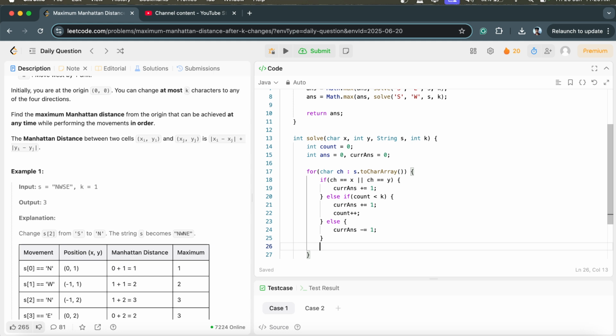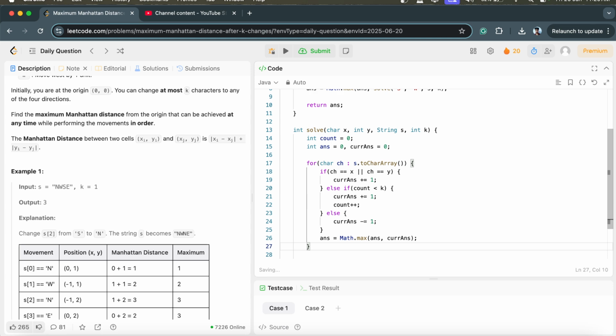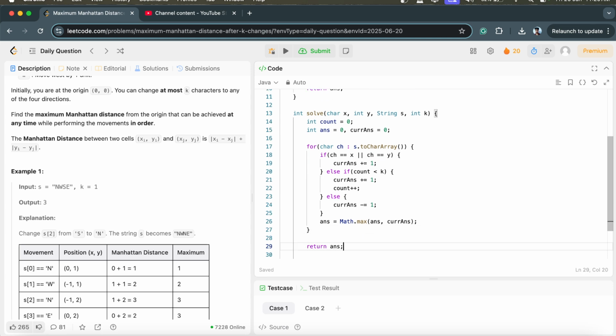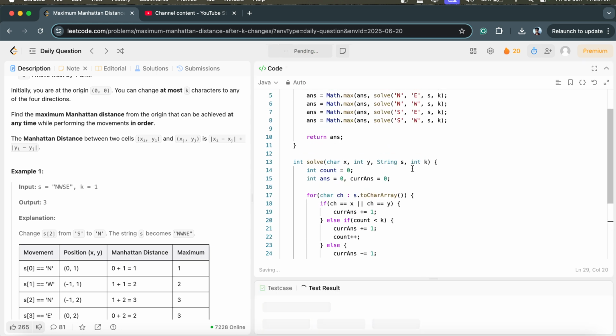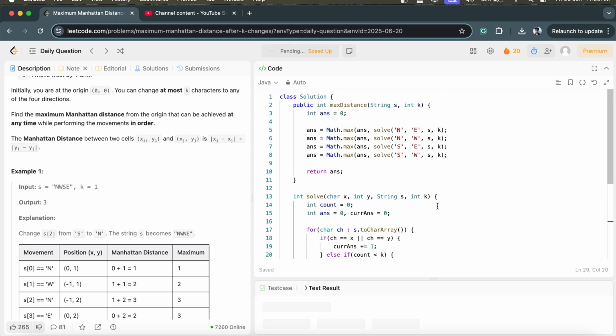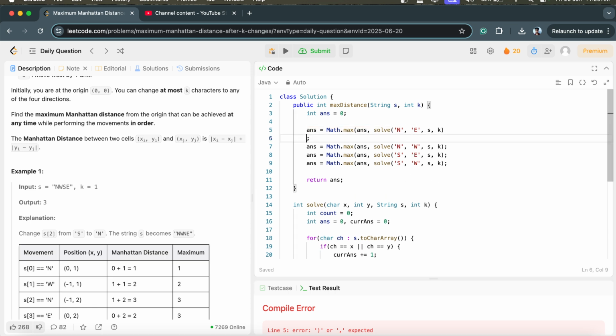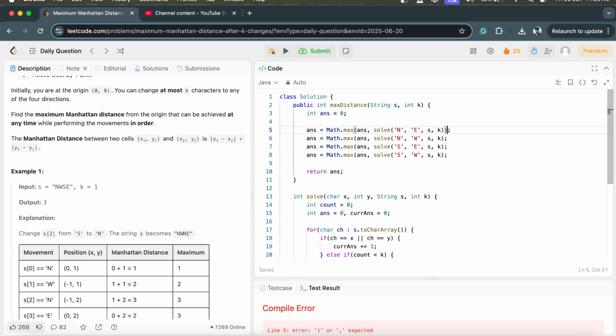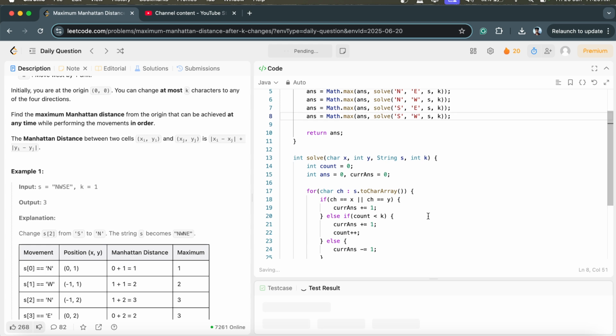So now we got this one. The answer is something we will keep on tracking. Whatever the best answer we got so far, math.max of answer comma current answer. Once the for loop is done, we will return the answer. So that's how we can write this code. We can write it in other ways as well, but this is what will hit you immediately during the interview. It is saying I have missed the brackets at all the locations. Let us add these, and let us run the code.